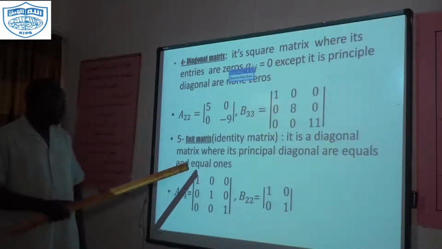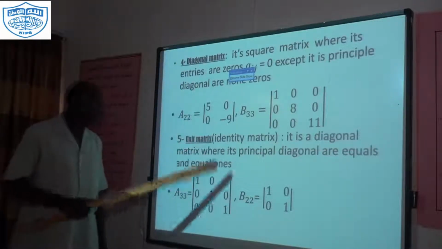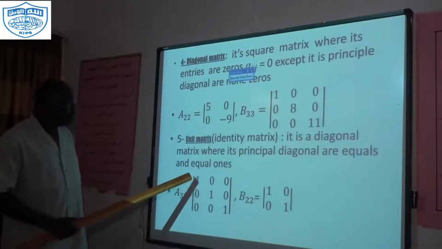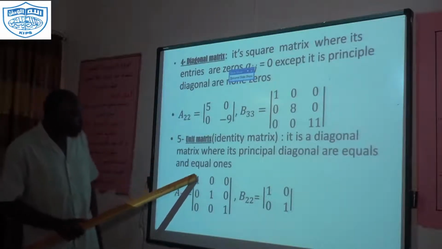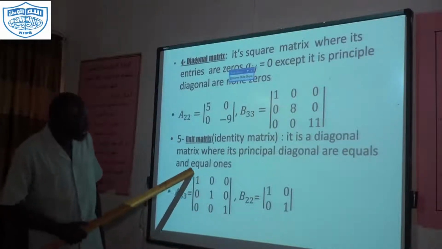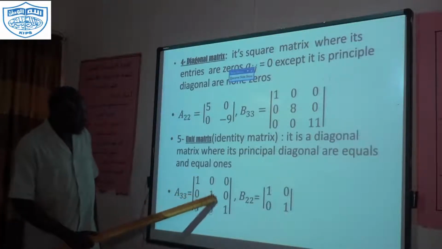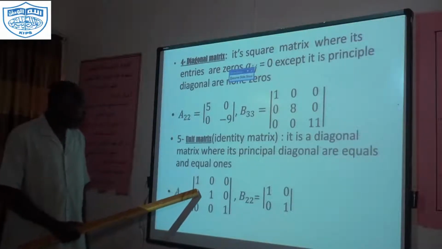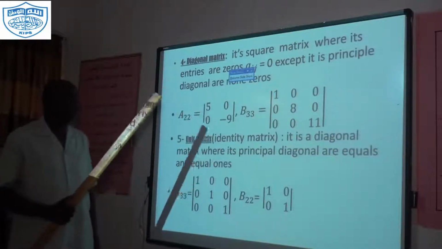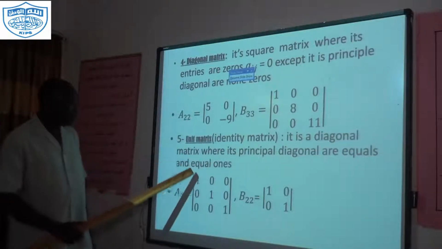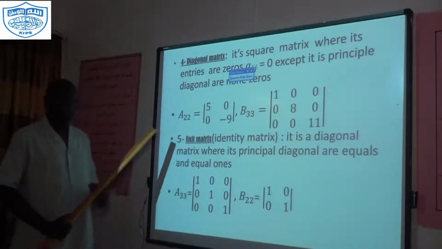So if I want to define a unit matrix, it is a diagonal matrix. Since it is a diagonal matrix, it is a square matrix, which means the number of rows equals the number of columns, and the principal diagonal entries are 1, 1, 1. If the principal diagonal entries are 5, 5, 5, I can also call it a unit matrix multiplied by 5. If I divide it by 5, it becomes the unit matrix.